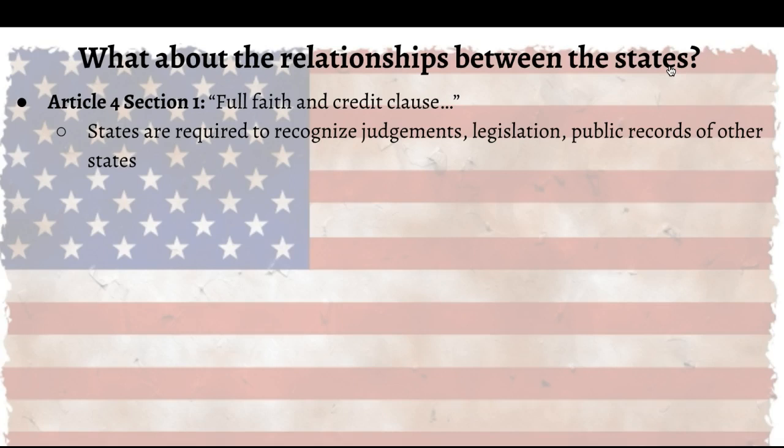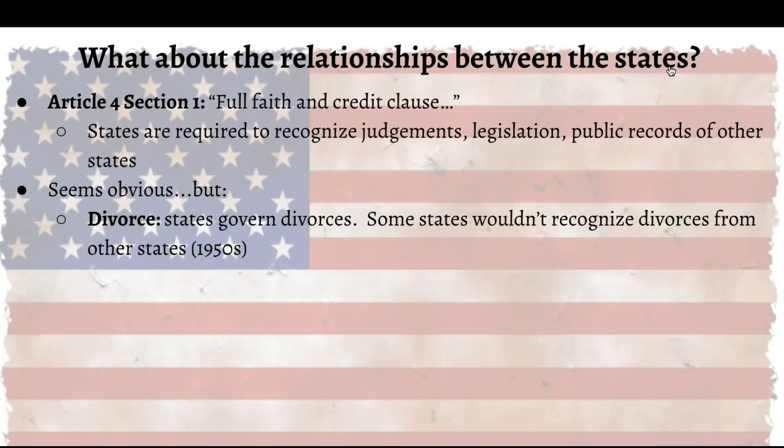So it seems obvious that if something occurred in another state, if there was a judgment in another state, that another state would recognize those, right? But it's not as obvious as it may seem. There have been some historical examples of this not being the case, where one state will not recognize a judgment or a legislation or a public record of another state. And so let's look at some of those.